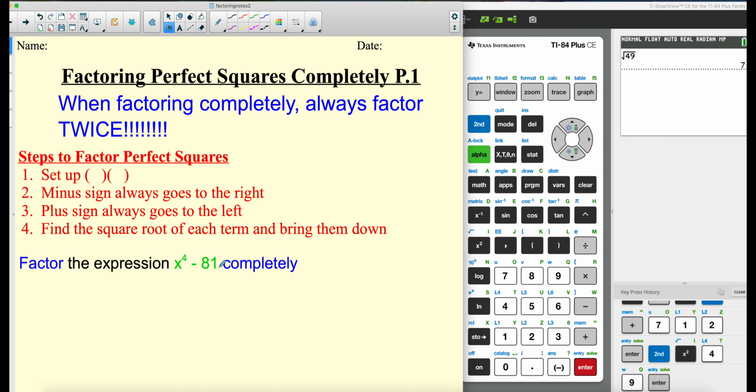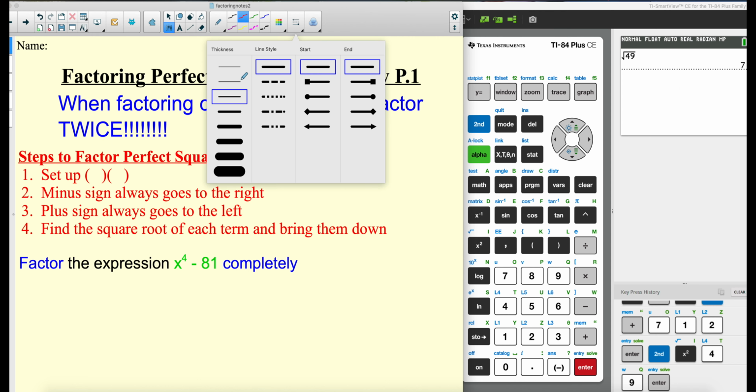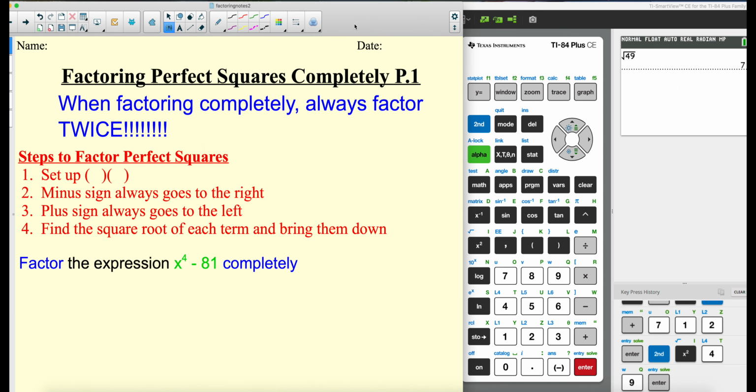So let's take a look at this. With x to the 4th minus 81, do we have a perfect square binomial? The answer is yes. X to the 4th is a perfect square. 81 is a perfect square, and of course we have our minus sign in between. So what's our first step? Our first step is to set up 2 sets of parentheses, which all of you did last week and all of you did this well. And then you put the minus sign to the right. You guys did this last week. You put a plus sign here. You did great with it.